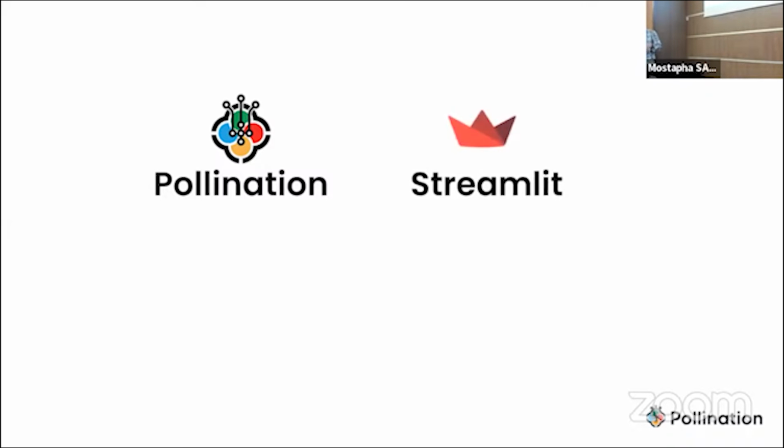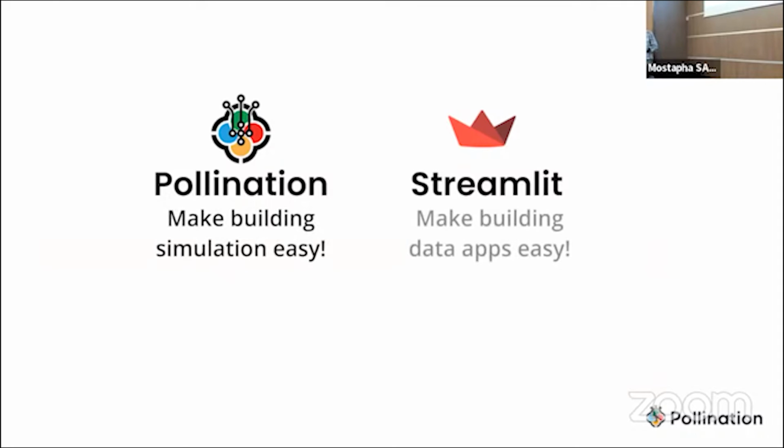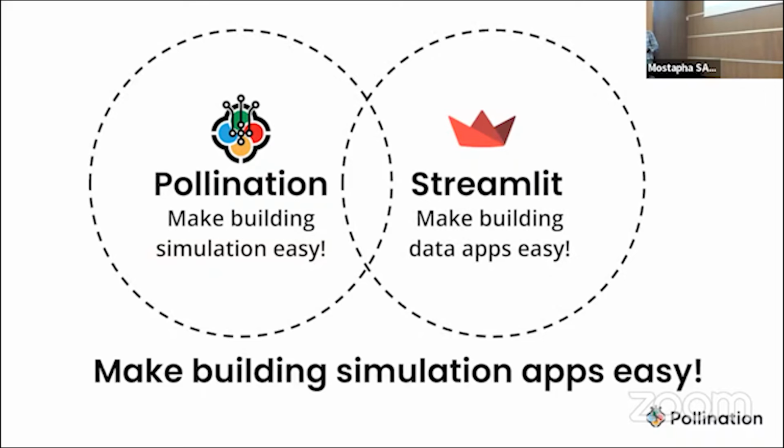So Pollination on one side. There is another technology in the market called Streamlit. Streamlit is not developed by us. It's an open source project. Recently they were acquired by a company called Snowflake. A very successful project. What we are trying to do is make building simulation easy and accessible. What they're trying to do is make building data apps easy. So if you bring this together, we can basically make building simulation apps easy.